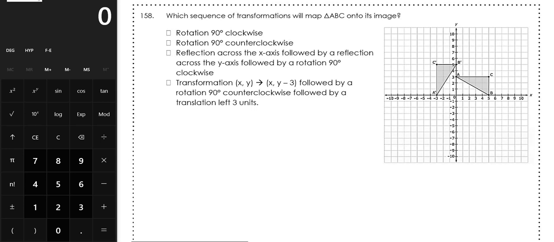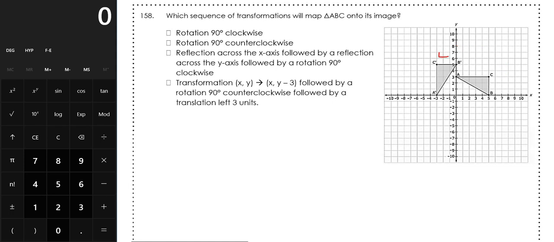Let's get started on page 32. Which sequence of transformations will map triangle ABC onto its image? Okay, so we're looking at our figure and we're trying to go from ABC to the image. Keep that in mind. Your original is the triangle on the right.